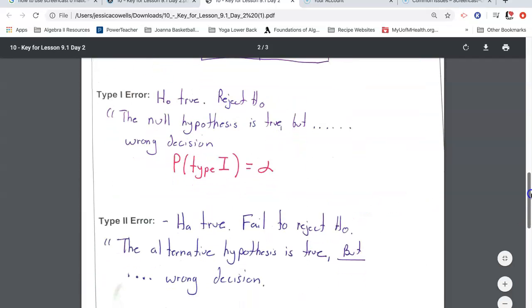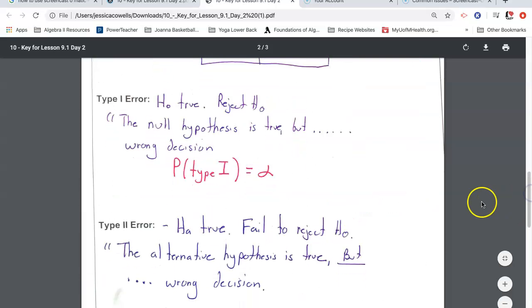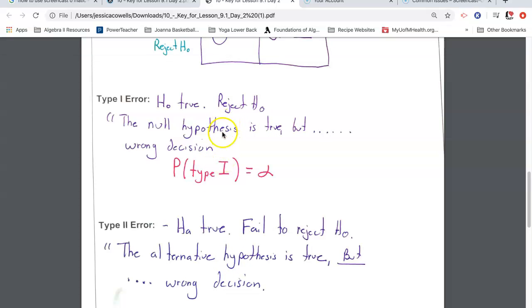So not a lot to this lesson, but it is definitely going to be something that you have to understand, type 1 and type 2. You're also going to have to be able to think logically and critically about those definitions and how to apply it to context.